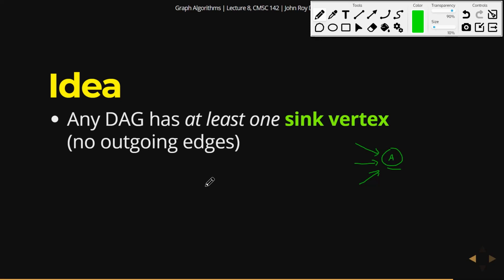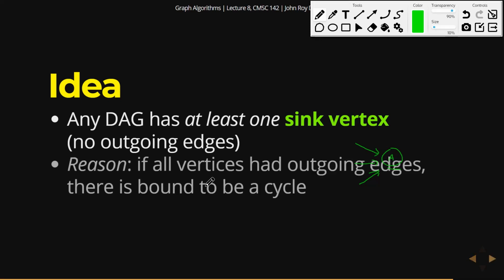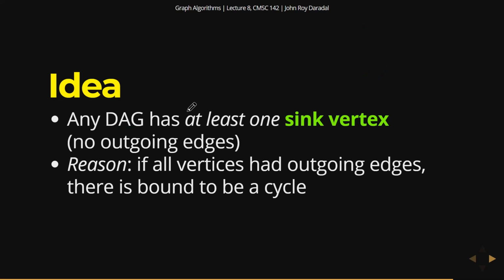Okay, why is it always true that there is at least one sink vertex? The reason for that is because if all vertices had an outgoing edge, there is bound to be a cycle. And since it's a directed acyclic graph, there should be one vertex that doesn't have any outgoing edges. So that is a property of directed acyclic graphs. There is at least one sink vertex, because otherwise it would just form a loop, right?